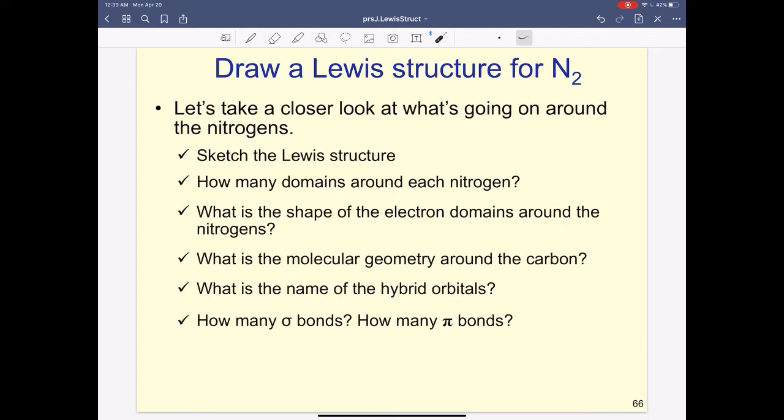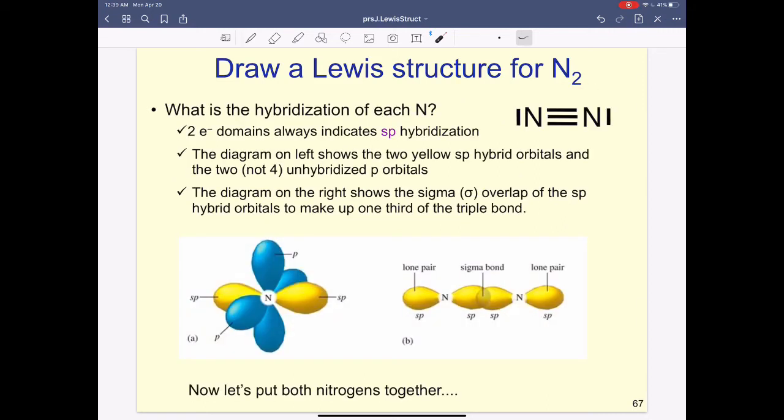Let's take a closer look at N2. What's the hybridization around each nitrogen? Take a look, and each nitrogen has simply 2 electron domains, which will always indicate sp hybridization. The diagram on the left shows the sp hybrid orbitals, and notice that there are 2 unhybridized p orbitals, just 2, not 4, shown in blue. The diagram on the right shows that the sigma bond will result from the overlap of the sp hybrid, and the lone pair on each nitrogen is held in the other portion of the sp hybrid.